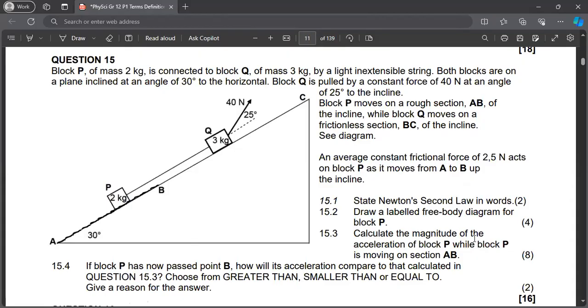Now, what about the last question? This is what it says. If block P has now passed point B, how will its acceleration compare to that which is calculated above? Will it be greater than, smaller than, or equal to? And give a reason for your answer. So they say this block has now passed this point. What does it mean? It means it's now somewhere here.